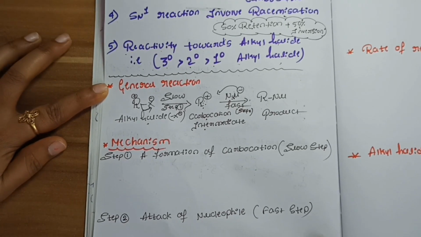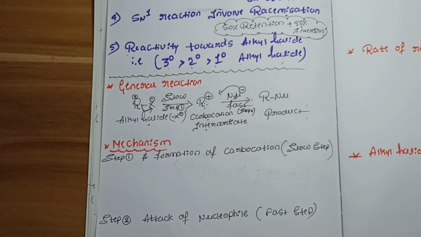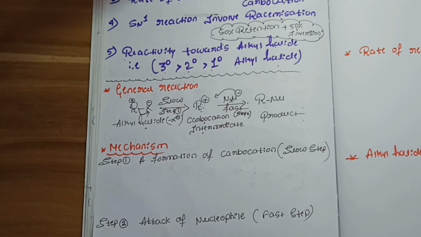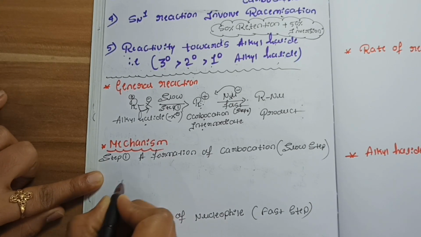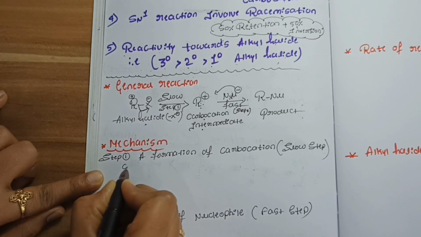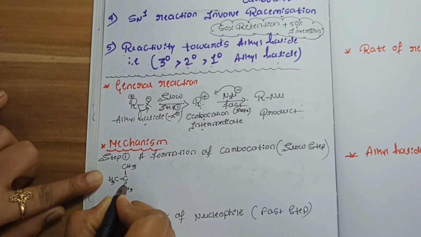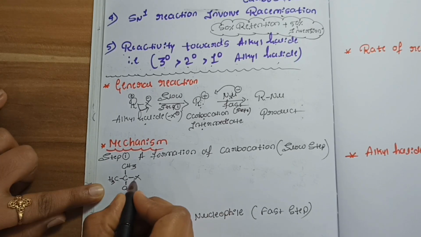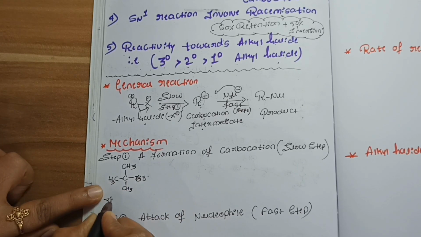In the SN1 reaction there are two steps. Step 1 is formation of carbocation and step 2 is attack of nucleophile. First we have to take an alkyl halide. I will take one example: CH3, CH3, CH3. This is the alkyl group. To this I will attach one halide. X means halide. For example, in place of X I will take a Br group. This we call tertiary butyl bromide.